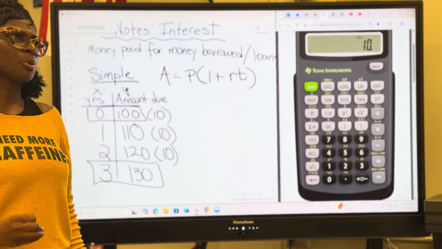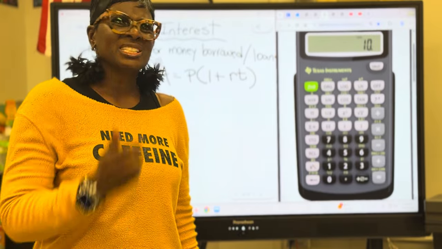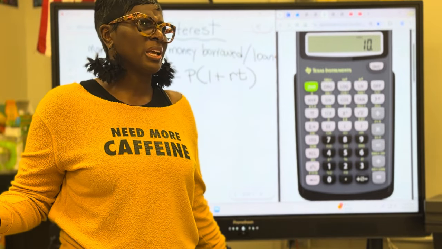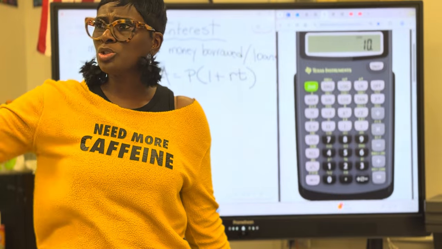Why do you think we call it simple interest? Why is it simple? It's a linear function. It's the same thing happening over and over again. It's very simple, right? Once I figure out how much interest you owe me every year, I just keep using that same amount every year.